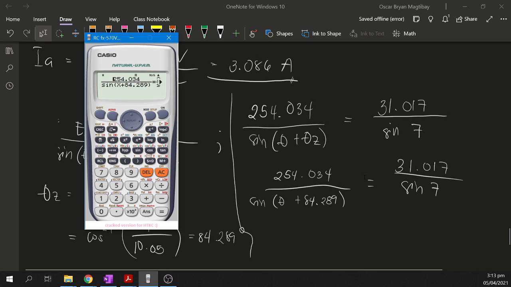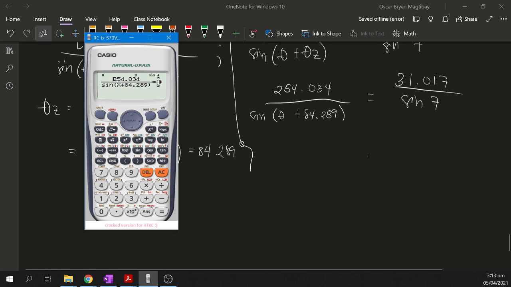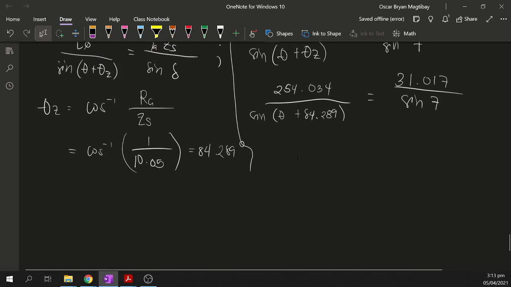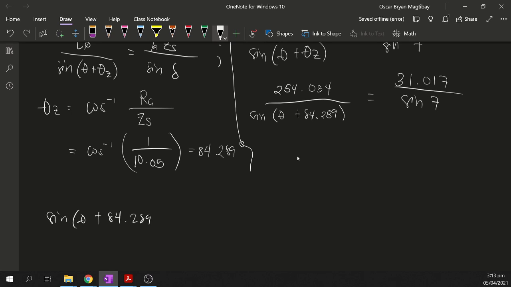So, hindi maganda pag ganun ang ginawa natin. So, pwede na natin i-algebraic expression na lang to pag ganun ang case natin. So, this is sine theta plus 84.289. There are times na hindi talaga natin pwedeng kuhanin yung gamit si calculator. So, this is 254.034 times sine 7 all over 31.017.